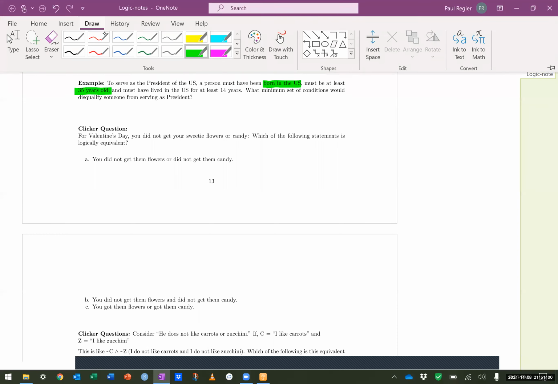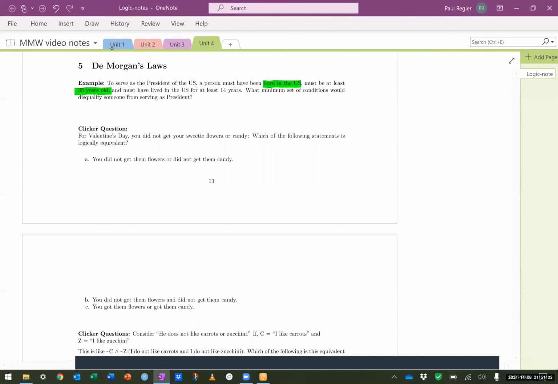So let's start breaking this up with some symbols. Born in the US, call that P, 35 years old, Q. So to be president, you have to be P and Q, right? What's the minimum set of conditions that would disqualify someone from being the president? In other words, what is something that would negate that?